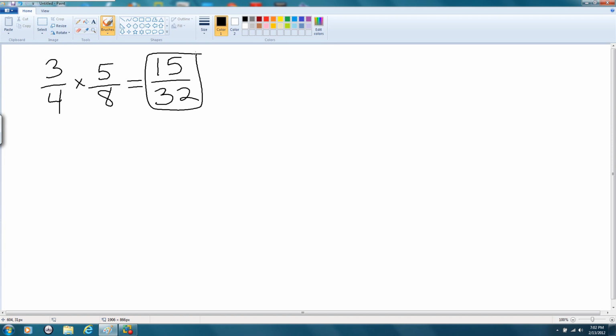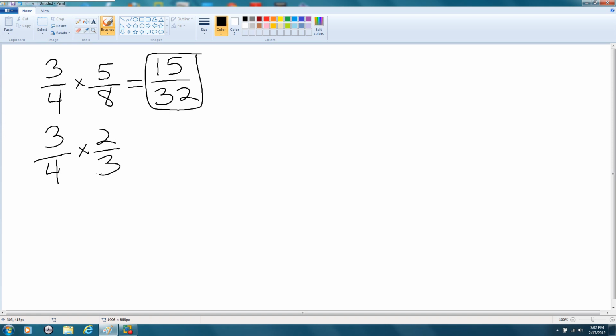I'm going to do another one here. Let's say I have 3/4 and I'm multiplying it by 2/3. I could just multiply across and I would get 6/12, and then I would have to reduce that, and I could reduce that to 1/2.